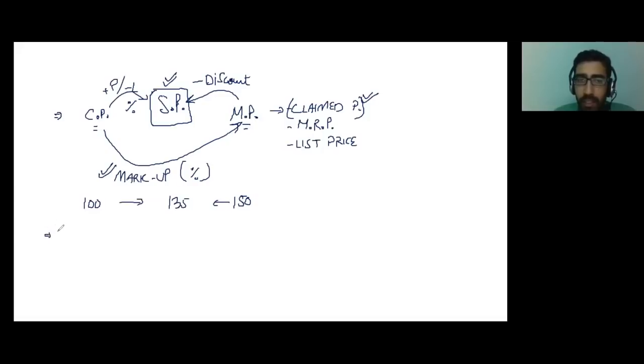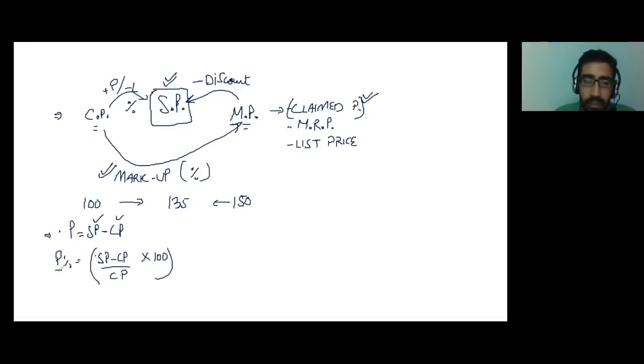Of course, as I had shared, profit essentially is nothing but selling price minus cost price. You increase the cost price to the selling price, and this difference is what profit is. In percentage terms, profit percentage is nothing but the value of profit, which is selling price minus cost price, upon cost price into 100. Now, what I want you to remember from this is profit percentage is essentially nothing but percentage increase on cost price.